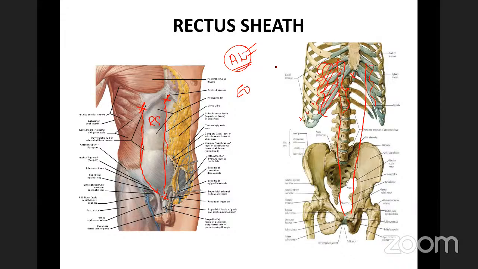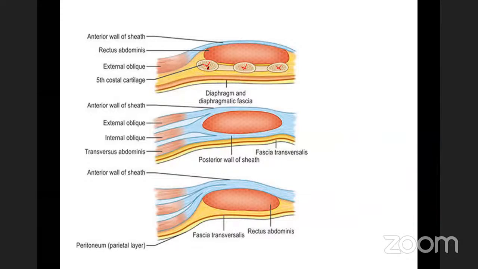This is the costal cartilage, the 5th, 6th and 7th costal cartilage. Then you have the rectus abdominis muscle. This high, the only muscle to reach is the external oblique muscle. Obviously, what covers anteriorly? The aponeurosis of the external oblique muscle. So, this is the anterior layer in the region of the costal cartilage. It is formed only by one layer, which is the aponeurosis of the external oblique muscle.